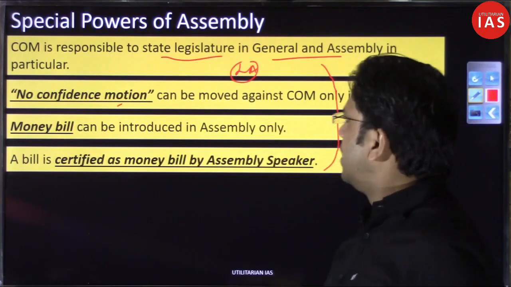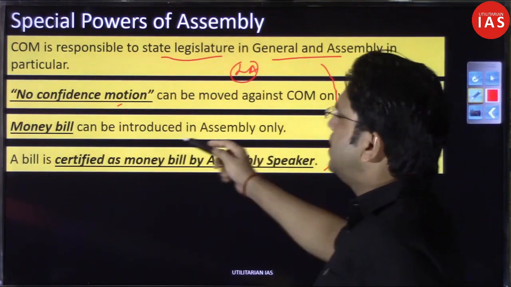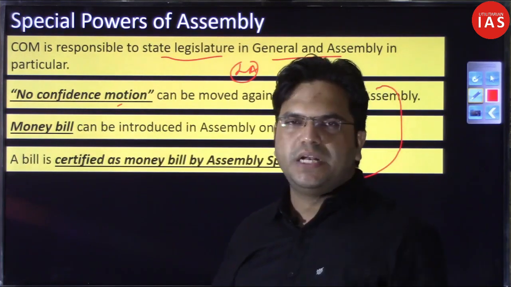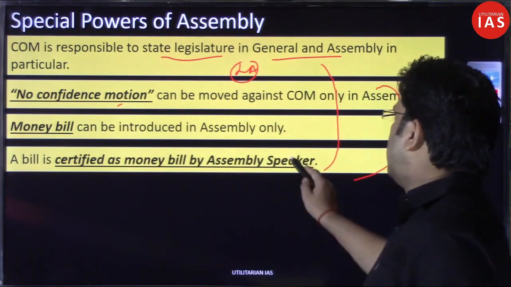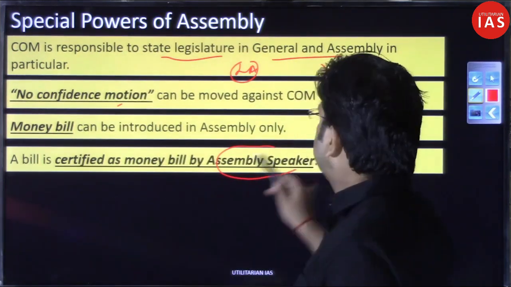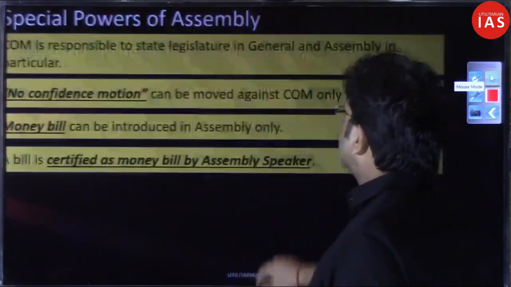So that point would be clear, and these 3 points are very simple: a money bill can be introduced only in the legislative assembly, any bill is certified as a money bill by the assembly speaker, and a no confidence motion only in the assembly, right. So all those points are almost similar, so let me not discuss them.